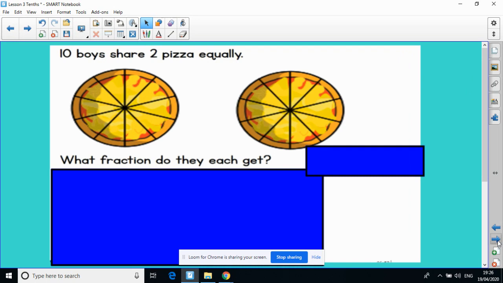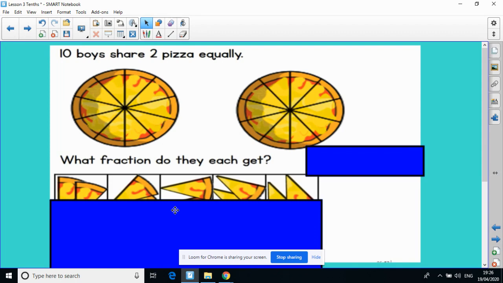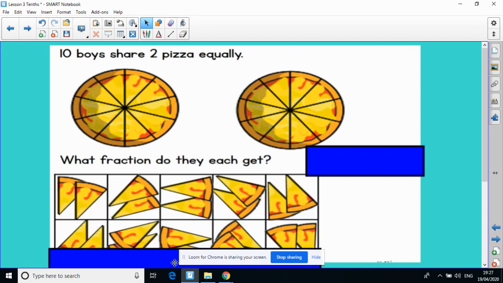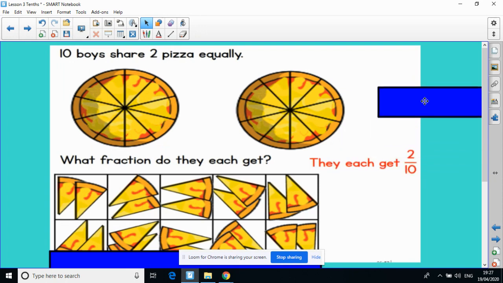Now the boys have 2 pizzas to share equally. Each boy will have 1 slice from the first pizza and 1 slice from the second pizza. They each will get 2 slices of pizza. The fraction is 2/10 of the pizza.